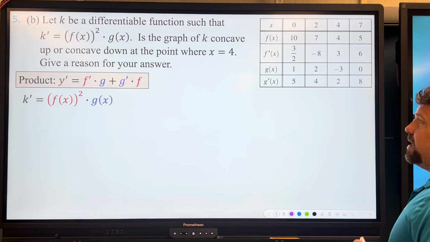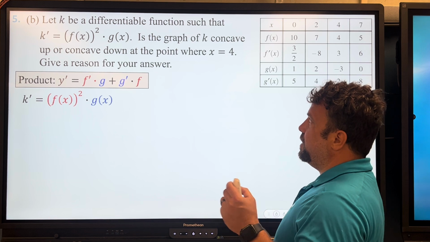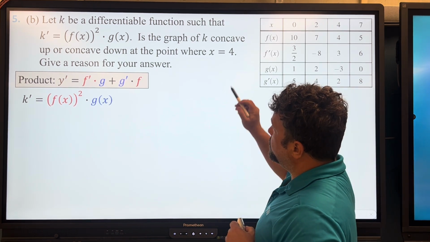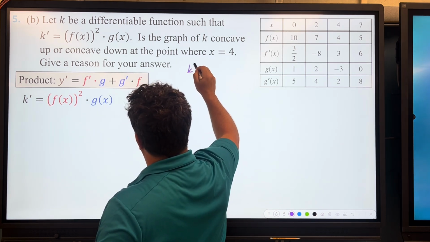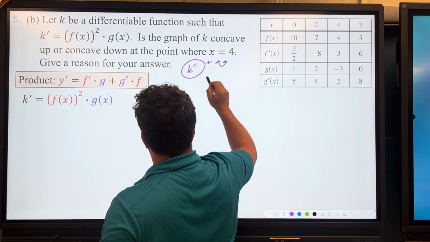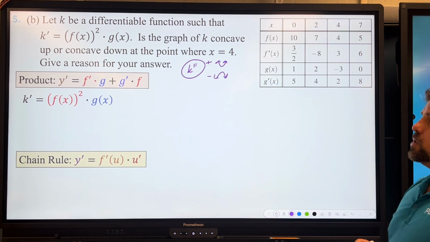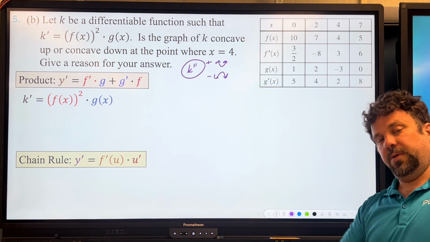Now, they give us k prime, and we can use the product rule with the chain rule to find out what it actually is. So we need to know what k double prime is, okay? If it's positive, it's concave up. If it's negative, it's concave down. So we're going to use the product rule and the chain rule. Try it out real quick. Don't just follow me, do it on your own.